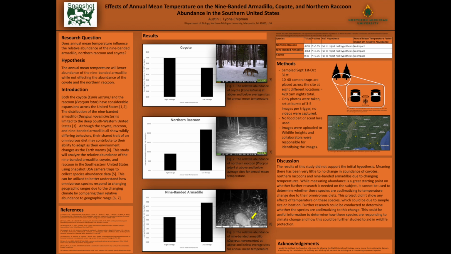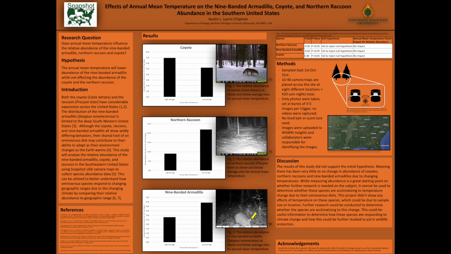I found that the relative abundance of all three of my species did not differ, meaning that my hypothesis was not supported. However, this really intrigues me because it may suggest that the nine-banded armadillo is adapting to the changing temperatures, since there seems to be no or little effect on their relative abundance.